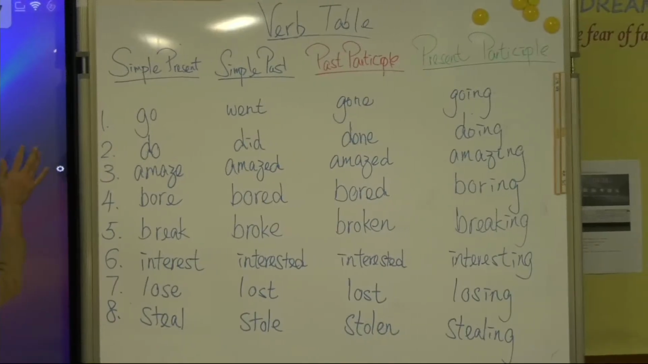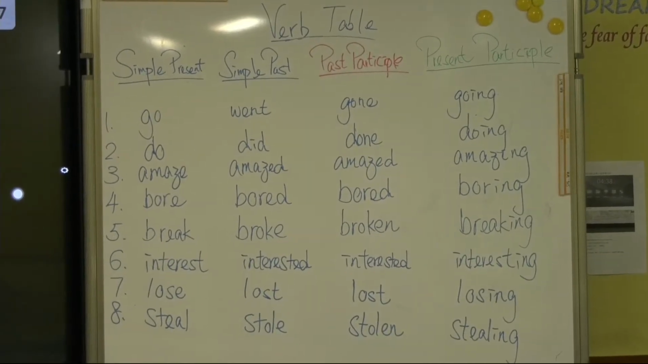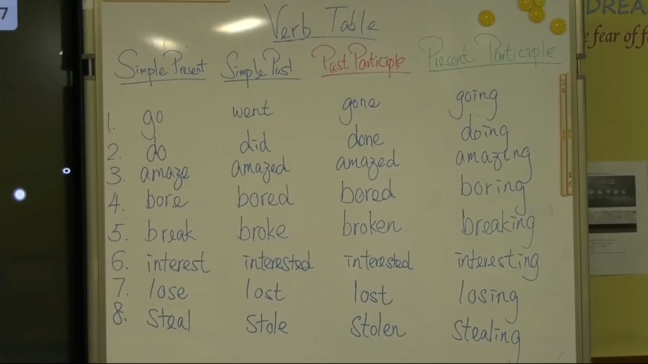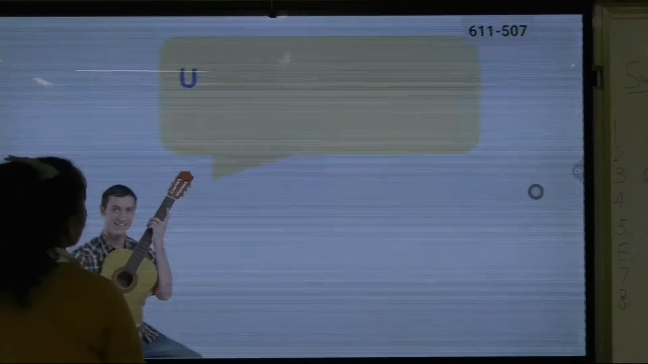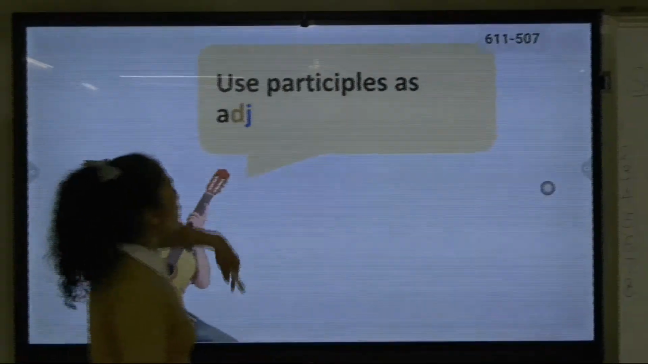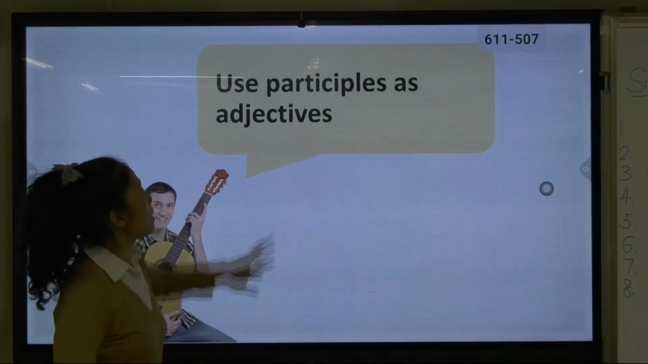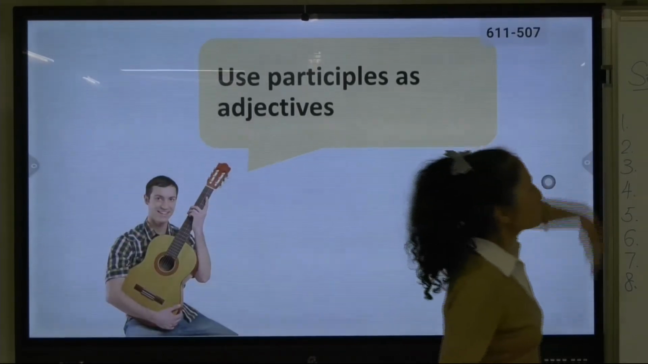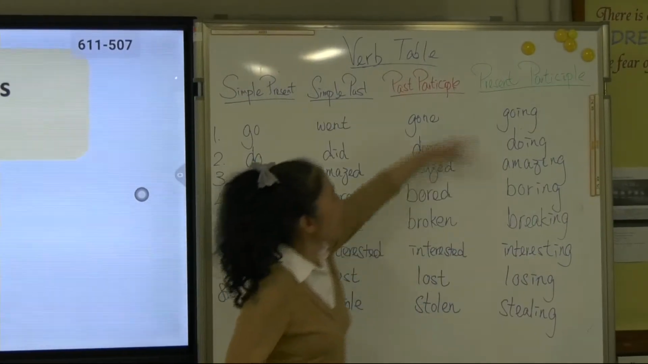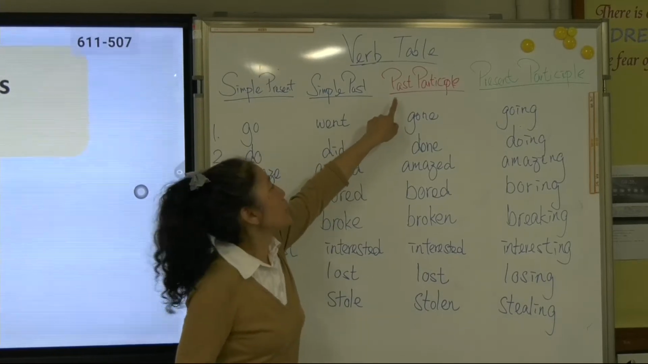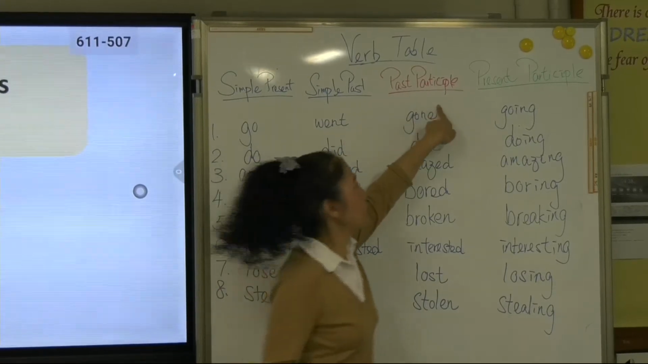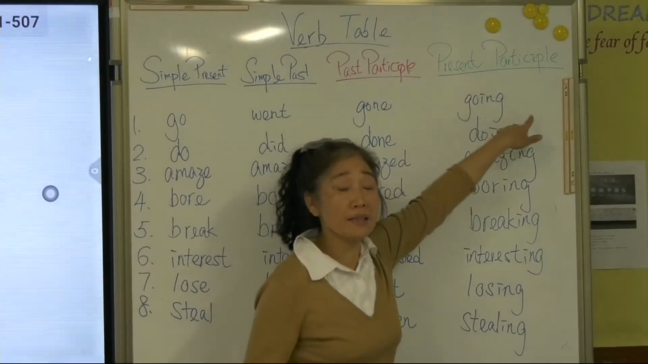I would like to use the PowerPoint. All right, now I'm going to teach you about the participle. Let's look at here. The 2nd column, the 3rd column, and the 4th column. Look at the red one. We call this the past participle, and this is the present participle.